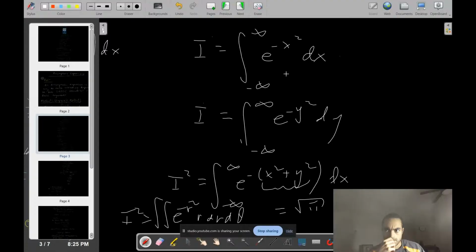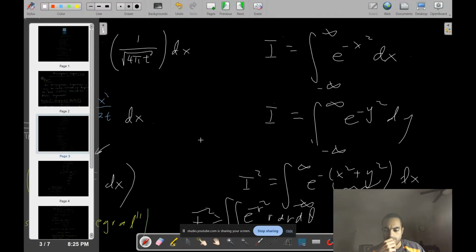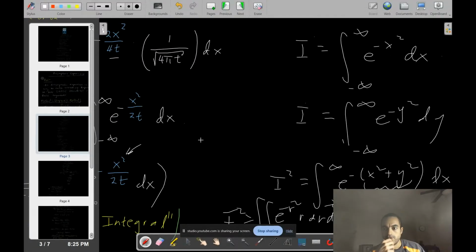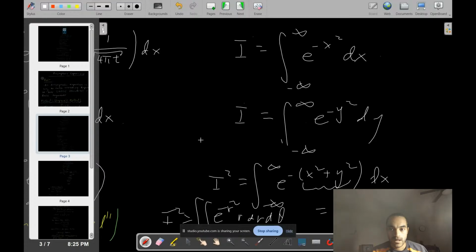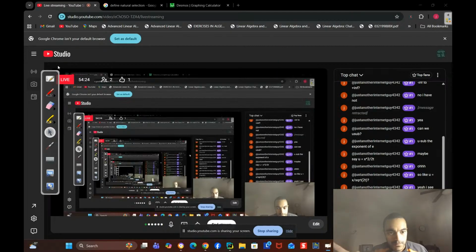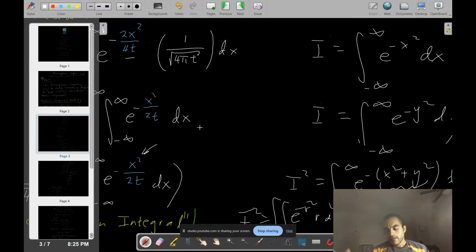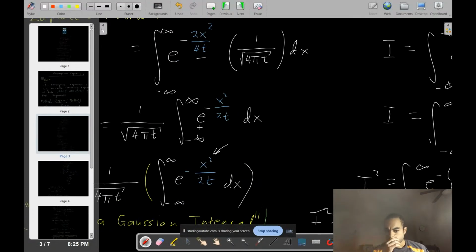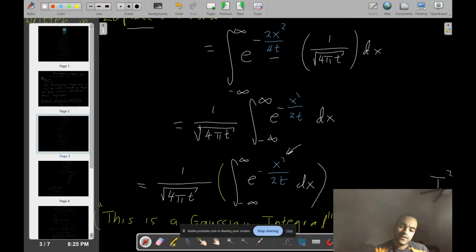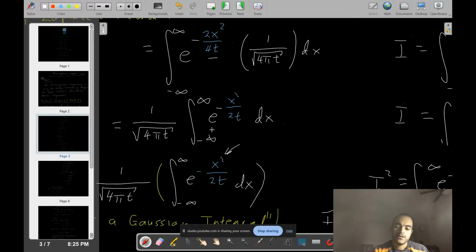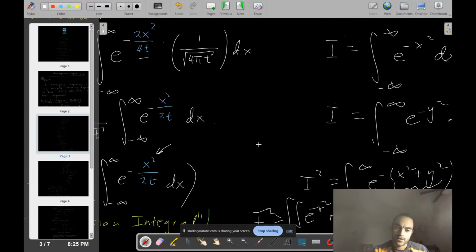Right, so that's how we got that. We figured out that the integral for a Gaussian integral is always equal to root pi. Good, you got it, perfect. However, you do need to be careful. Here we have e to the negative x squared all over 2t dx. It is root pi, but not quite root pi.